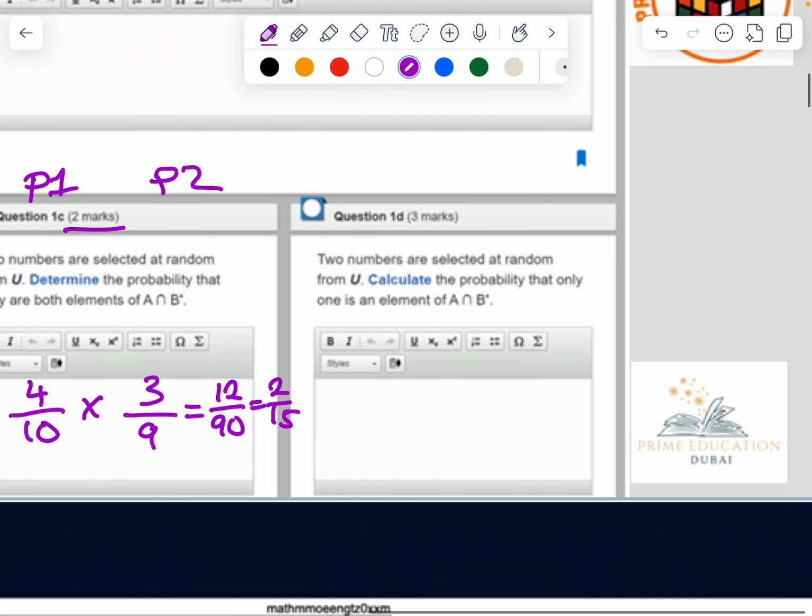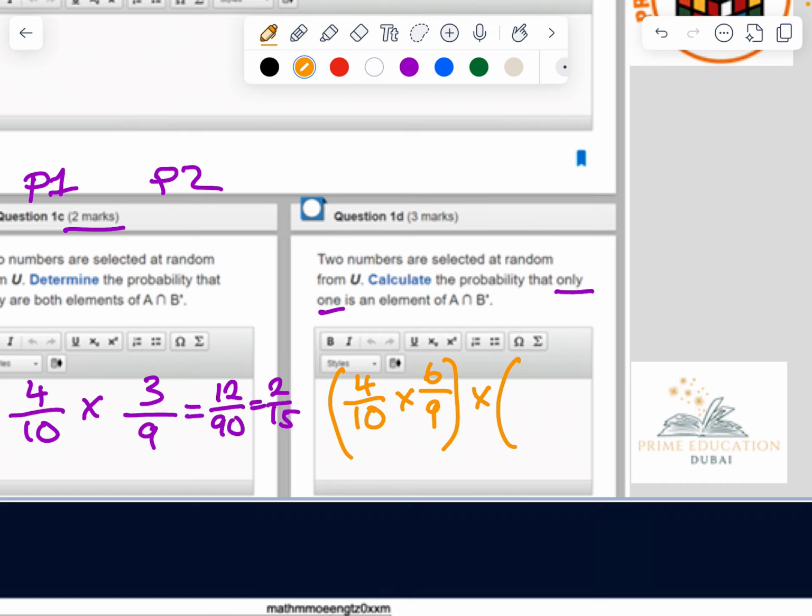Okay, the next one, similar question, but this time it only wants 1 in the group. So that means we're going to have 2 different outcomes. The first outcome is going to be the same as the first one. So you've got 4 in that group, but because it only wants 1 in that group, pick 2 is going to be from the rest of the numbers. So there's 6 numbers that are not in that group. Okay, that's scenario 1. Scenario 2, you could have picked out first 6 out of 10 that isn't A intersection complement B.